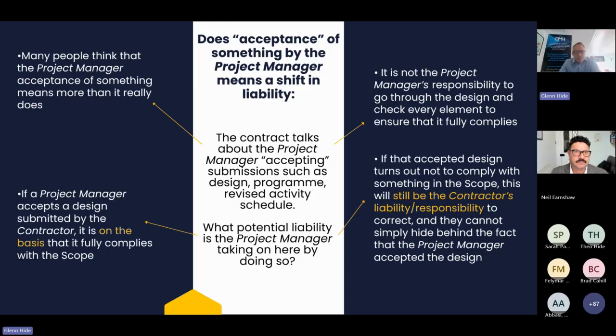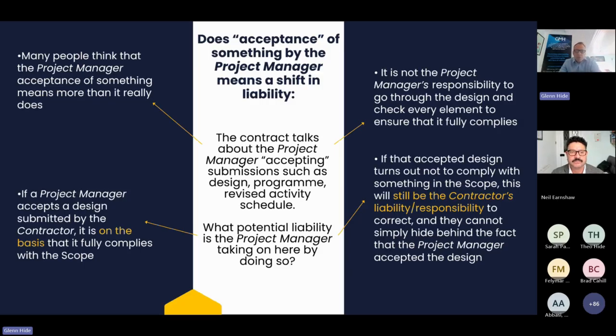If a project manager accepts a design submitted by a contractor, it's on the basis that it fully complies with the scope. So, for example, if they've submitted something that doesn't comply with the scope and the project manager misses it and accepts the design, it doesn't mean that the contractor's got away with it. If it's a lower grade material, and the project manager wants what they originally asked for, they'd have to pay for it. No, that's not the case.